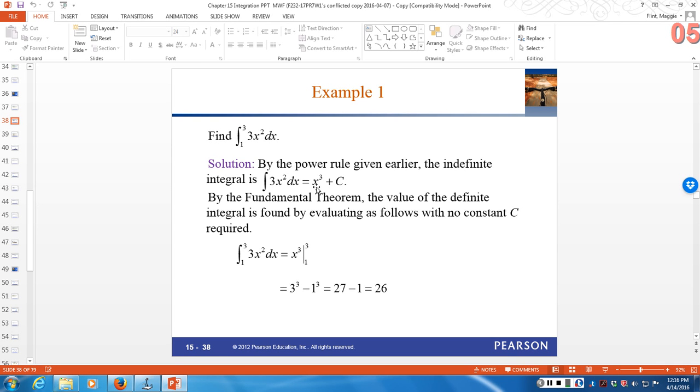So when you do the integral, you find what 3x squared is the derivative of. It's the derivative of x cubed plus some number. You always just put plus C. You don't know what C is; you have to have more information to find out the value of C.